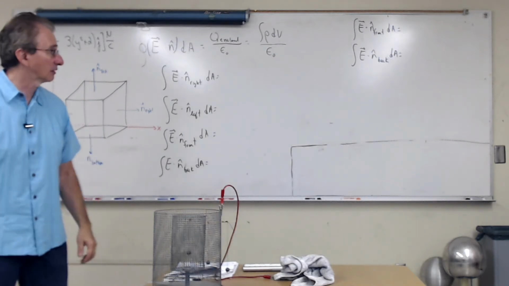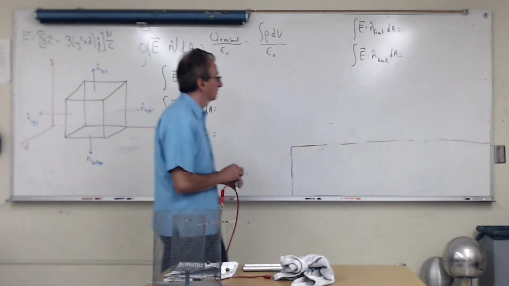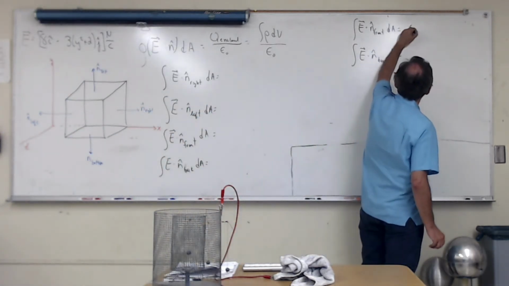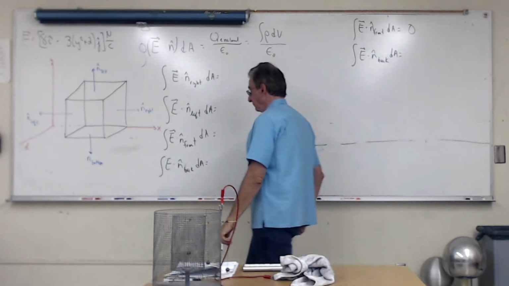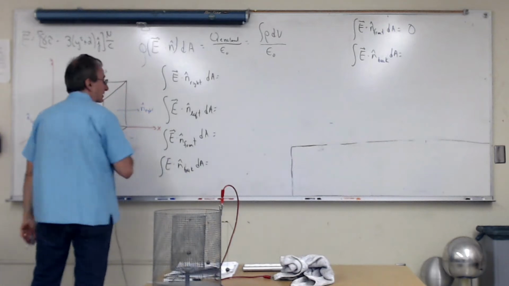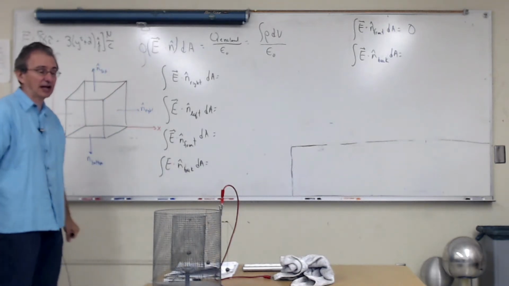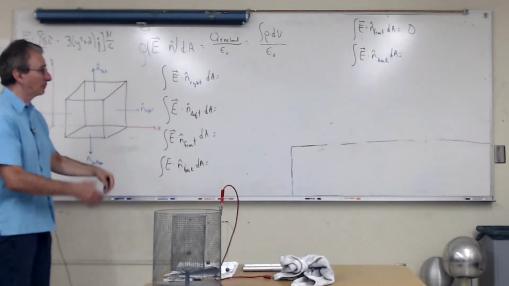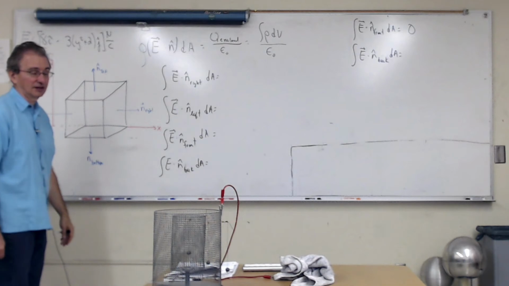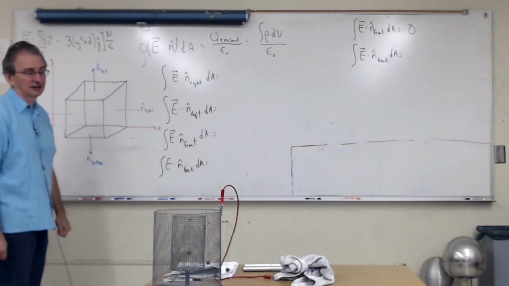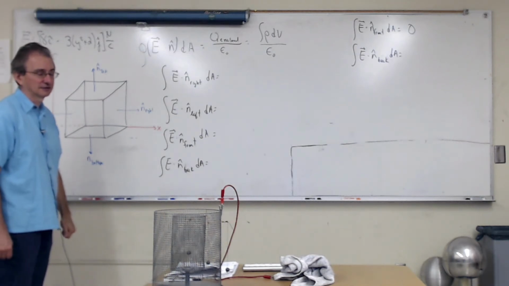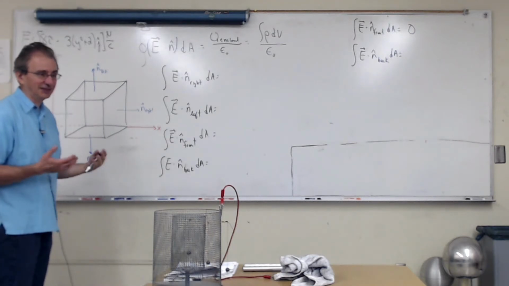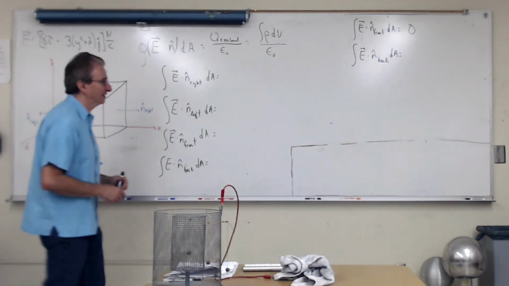Zero. So this one's 0. That was easy. Now, what about the backside? The backside points in the minus k hat direction. What's the dot product of minus k hat with this? Should be 0 as well. 0. Okay.